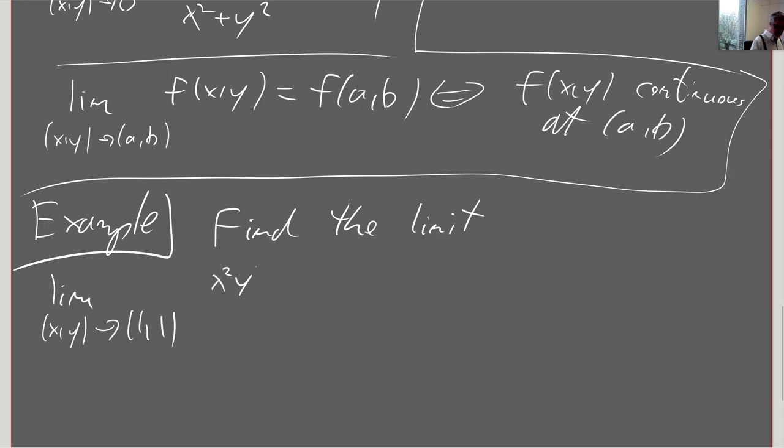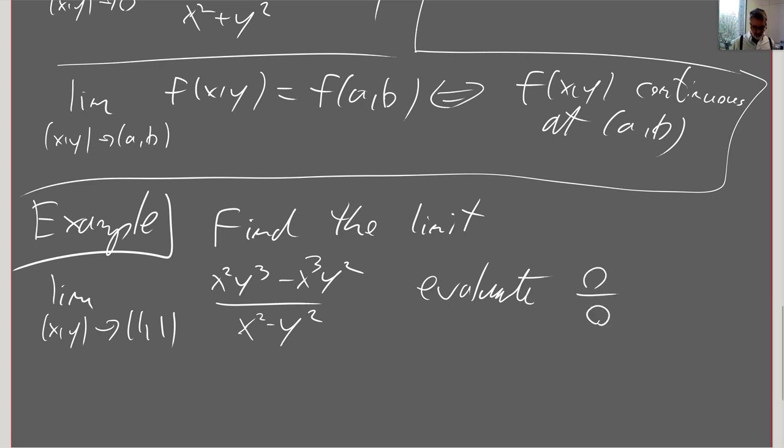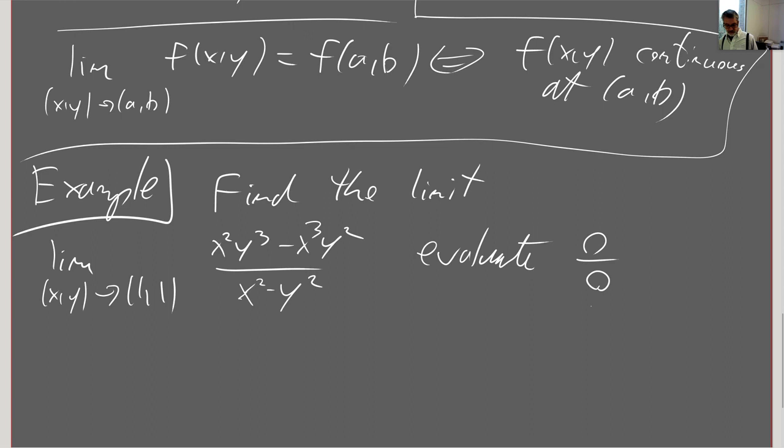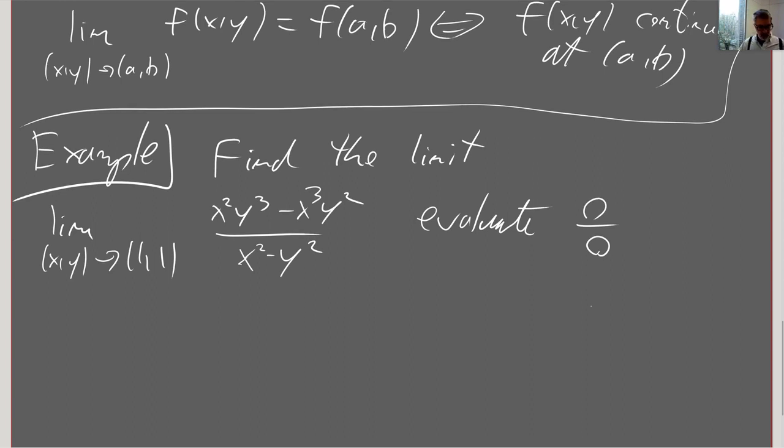Here's one: x squared y cubed minus x cubed y squared over x squared minus y squared. So if you evaluate, you get 0 over 0. So that's not going to work. But what can we do with this? Well, the fact that if x equals y we always get 0 means we can factor that out. So x equals y implies we get 0 over 0. That means x minus y is a factor of both.